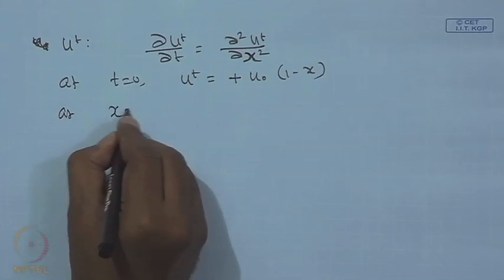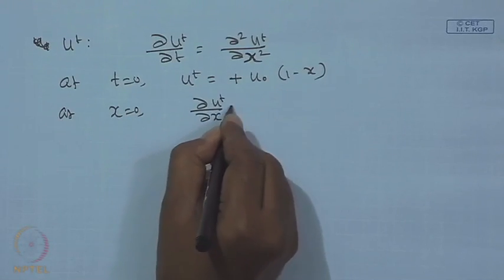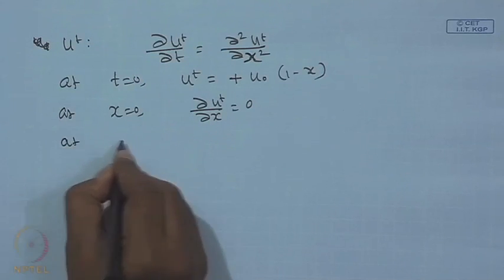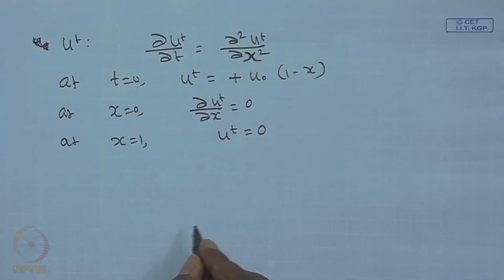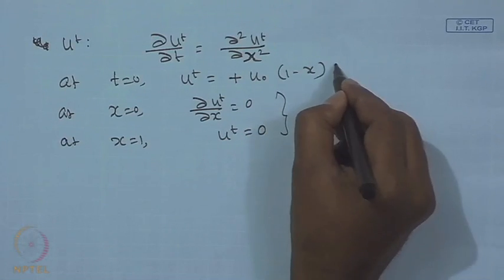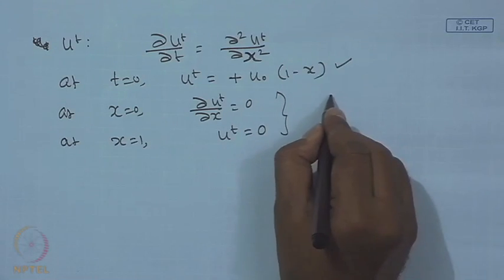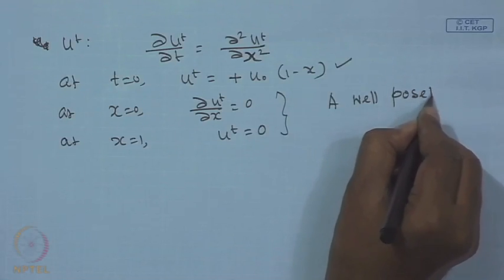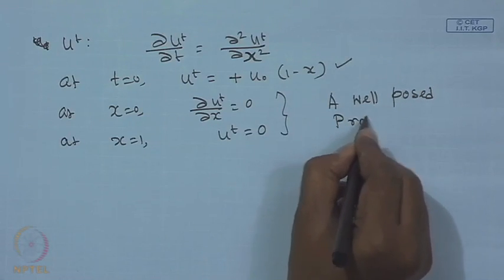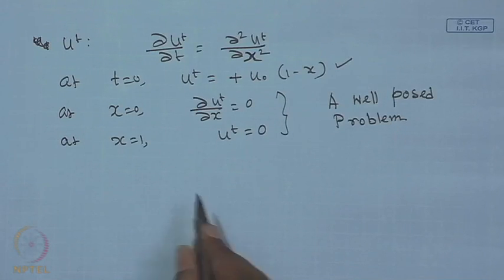At x equal to 0, we have del u_t by del x equal to 0, and at x equal to 1, we have u_t equal to 0. So, we have homogeneous boundary conditions and a non-homogeneous initial condition. So, this is a well posed problem. We have already seen the solution of this problem.